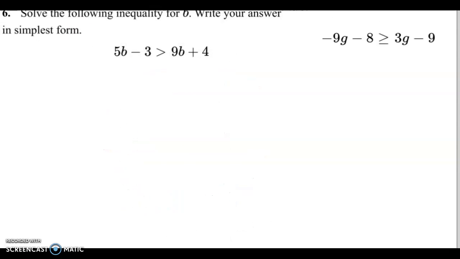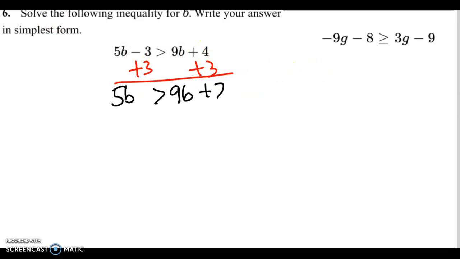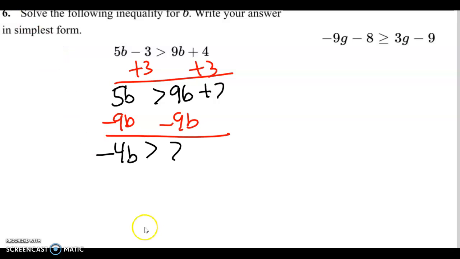Let's take a look at a few more. Alright, so again, we want to move the numbers to the right and the letters to the left. We're going to add 3 on both sides. 4 plus 3 is going to get us 7. Bring everything else down. Now we're going to subtract 9b on both sides, moving the letters to the left. 5 and negative 9, different signs, find the difference. We subtract, we get negative 4b is greater than 7. 9 is bigger, so we leave it negative.